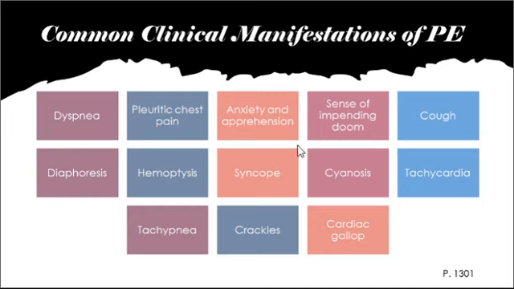Dyspnea and pleuritic chest pain are very common. Anxiety and apprehension are common. A sense of impending doom is usually a larger clot. They can have a cough, tachycardia. Hemoptysis is another major sign.